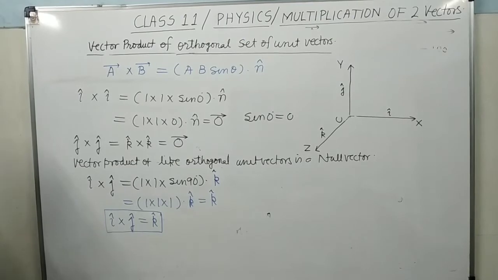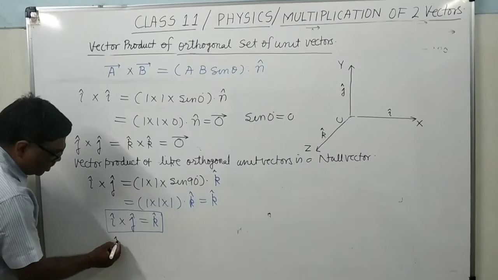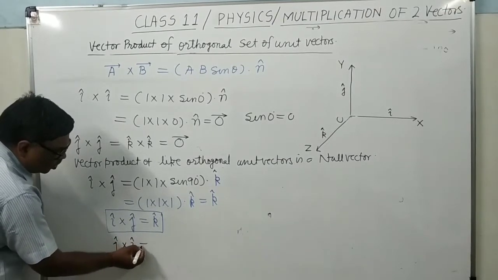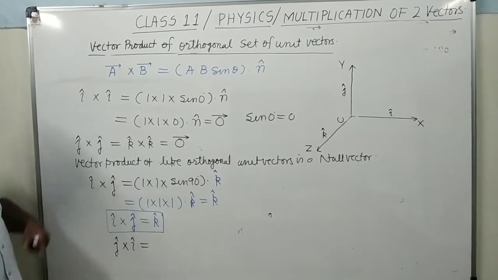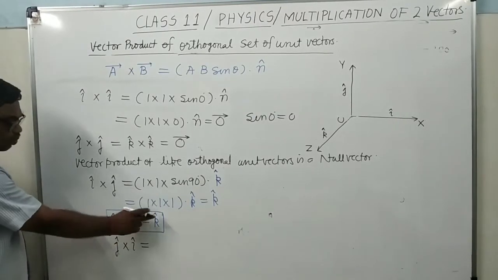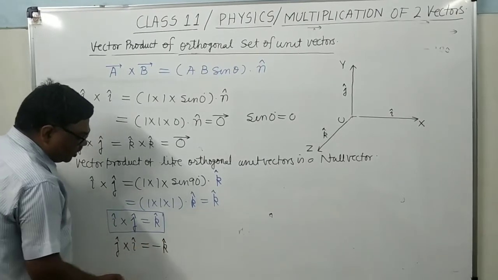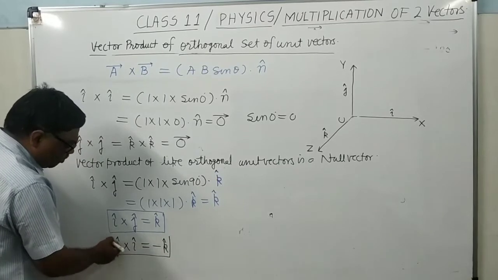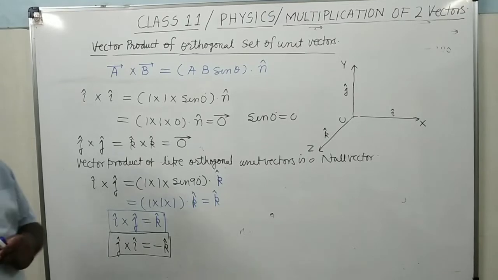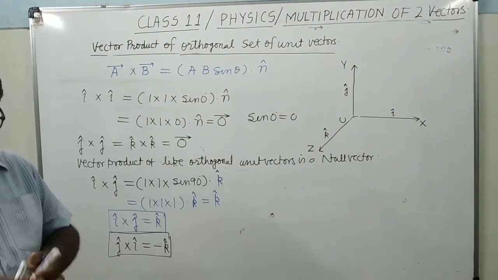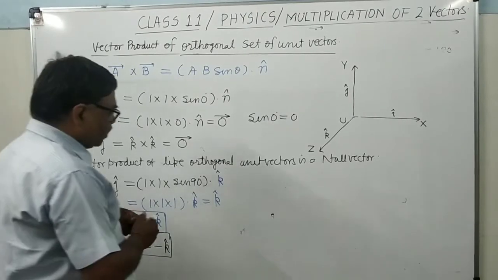Then if you have to determine unit vector j cross unit vector i, as I have already told, it will be the negative of this, so it will be unit vector minus k. From here we can write, as we have just seen, that vector A cross vector B is the negative of vector B cross vector A. Now you see what will be vector j cross vector k.